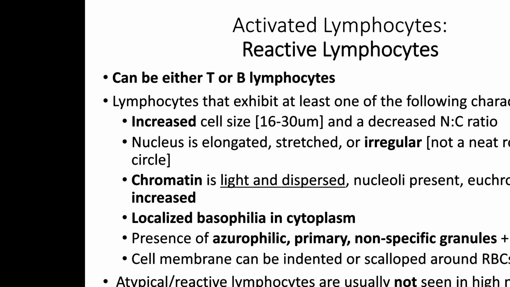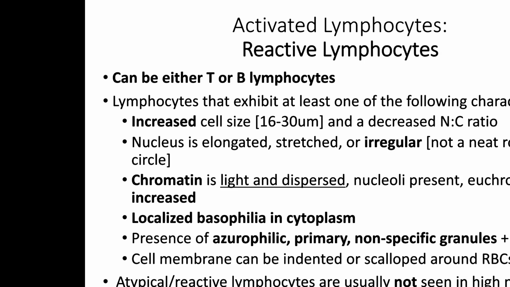So reactive lymphocytes can either be B or T lymphocytes, and they will demonstrate at least one of these characteristics. They'll have a much larger cell size and a decreased NC ratio. The nucleus will start forming really weird shapes. So most lymphocytes have this neat little oval. A lot of them just start stretching and elongating, and they kind of do whatever they want. The chromatin just becomes much lighter than it was originally as an inactivated lymphocyte.